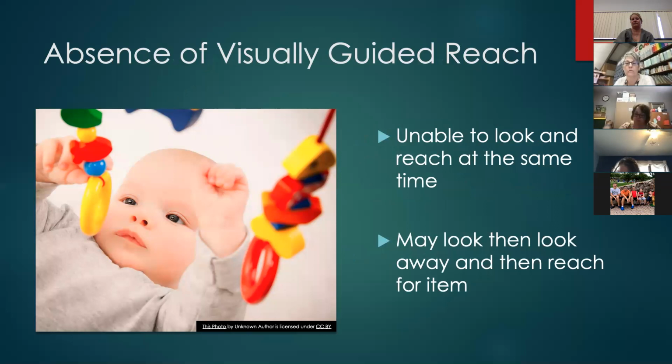And then there's an absence of visually guided reach. Okay? So kids are unable to look and reach at the same time. You might see a child look at an object, look away, and then reach. There again, that's something OTs might see before other teachers or parents would, but that's a hallmark characteristic of CVI. So those are the characteristics. Those are an explanation of those 10 characteristics from Christine Roman-Lantzy.